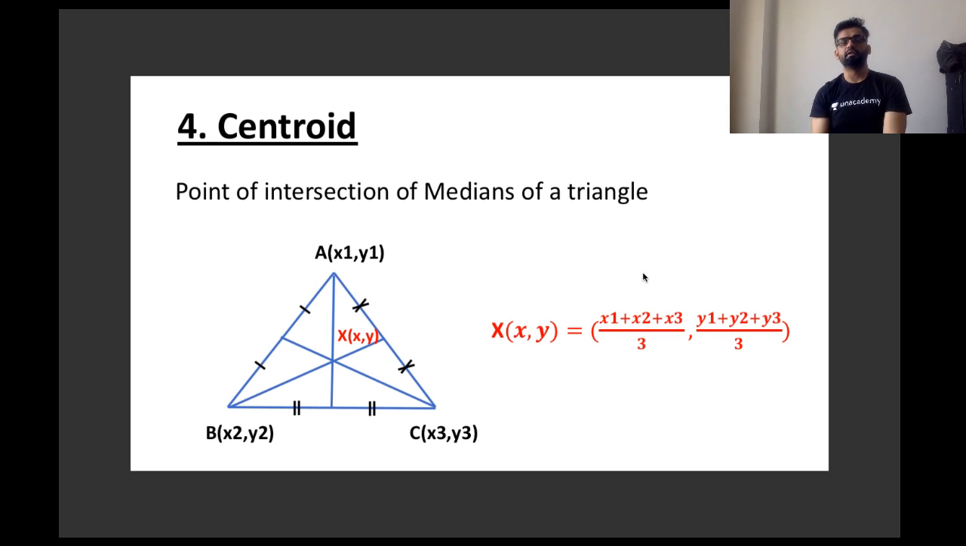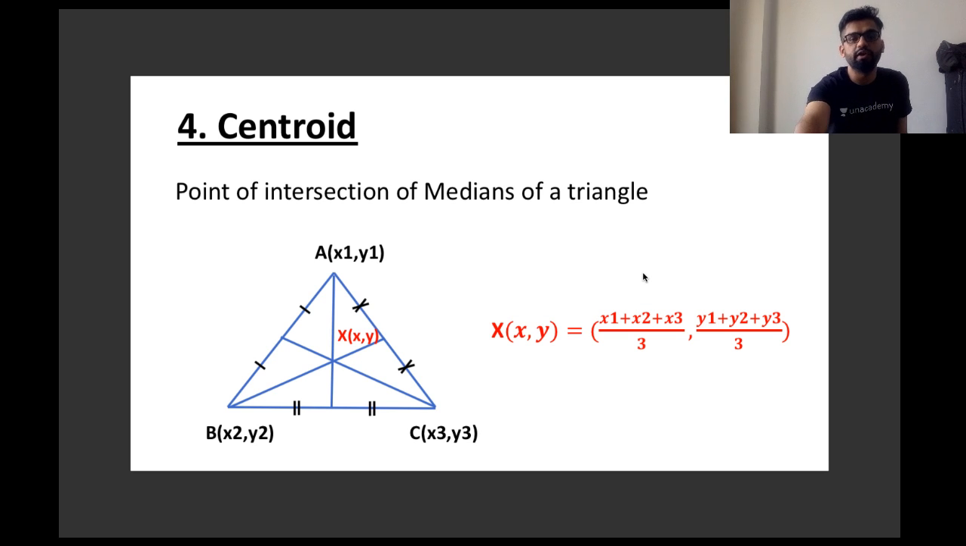Moving on to the next concept. Centroid. Point of intersection of medians of a triangle. When from a vertex of a triangle, you draw a median on the opposite side. What is a median? That divides a side into two equal halves. Then that is called a median. Now where all these medians intersect, they intersect at a unique point. Where all these medians intersect is called a centroid.